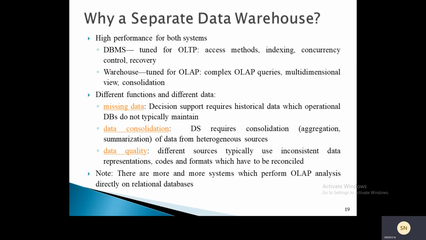Missing data: decision support requires historical data, which operational DBs do not typically maintain. That's the reason why we maintain a separate data warehouse. Decision support, that is the data warehouse, requires historical data, whereas OLTP usually works on current data. Since operational DBs will not maintain this historical data, it's obvious that we should have a separate data warehouse.